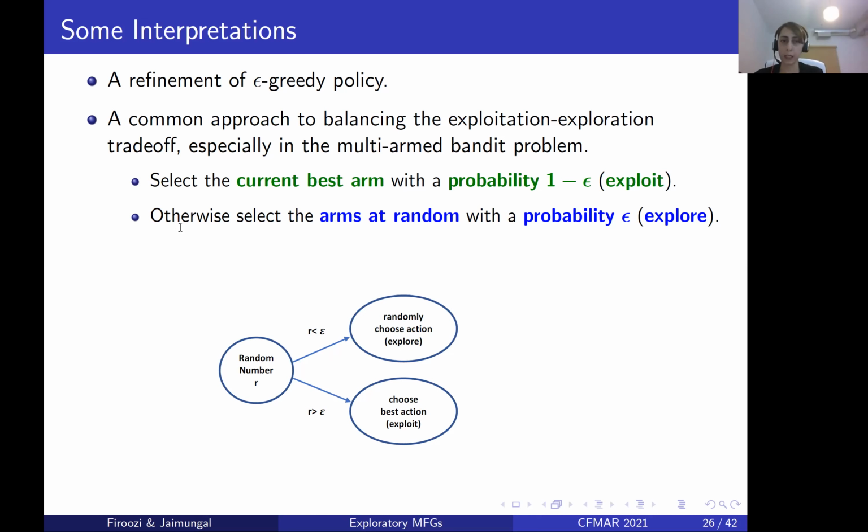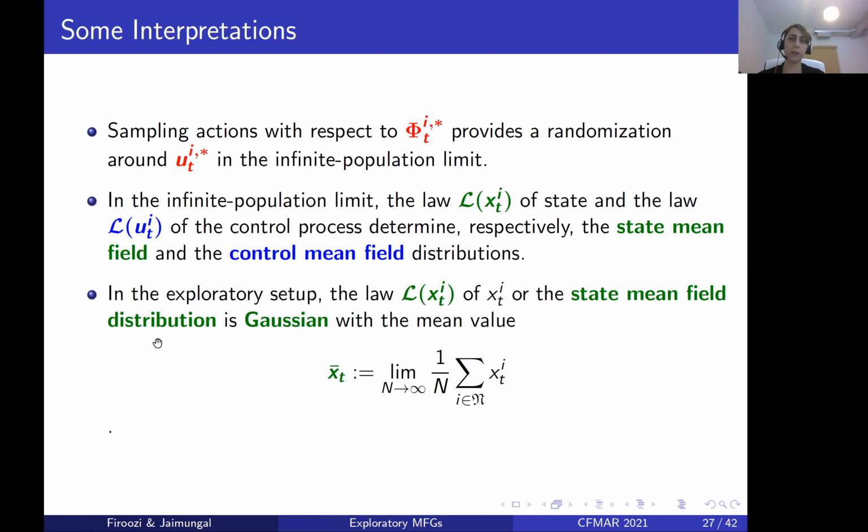So this can be interpreted as exploitation. We select the current best arm, and by that I mean the best action that has led to the current best payoff, with a probability of 1 minus epsilon, and otherwise we select an arm at random with probability epsilon. So this gives a Bernoulli distribution for executing actions, and the Gaussian distribution that we obtain can be considered as a refinement of this approach.